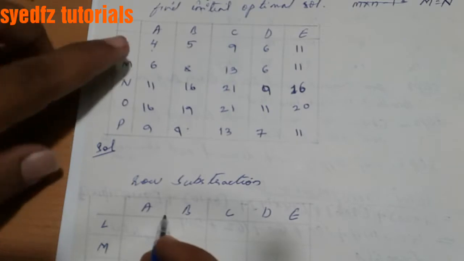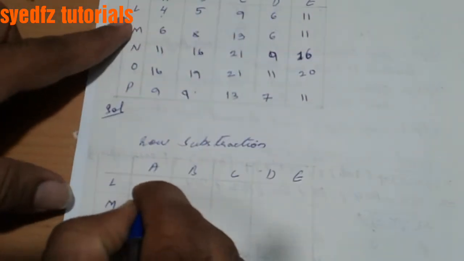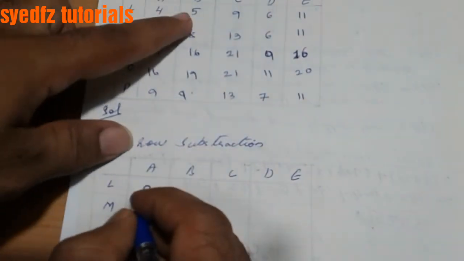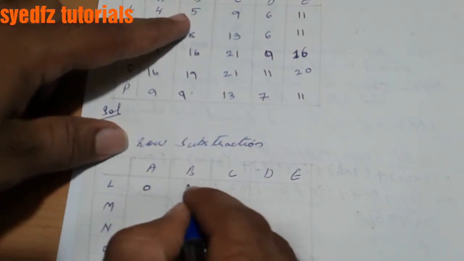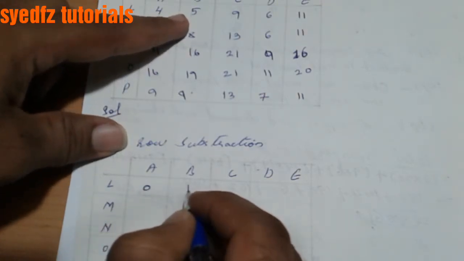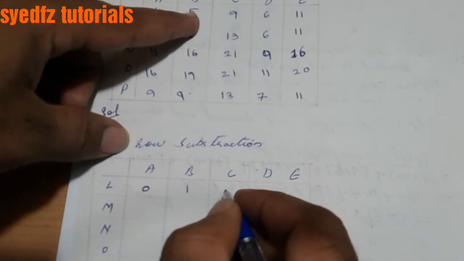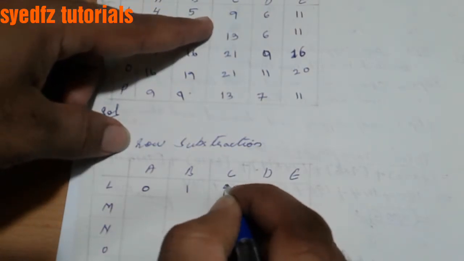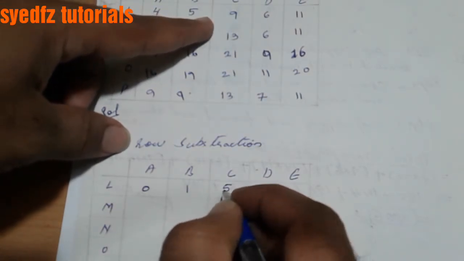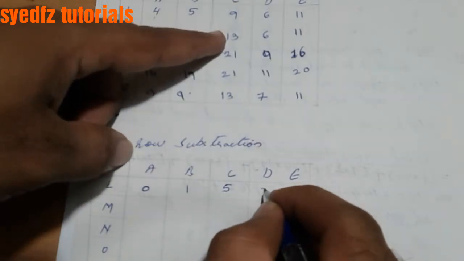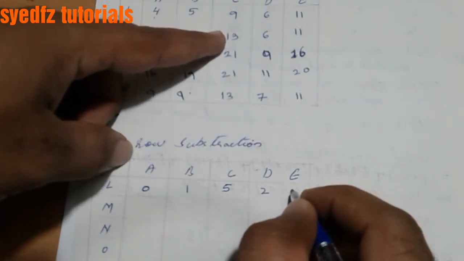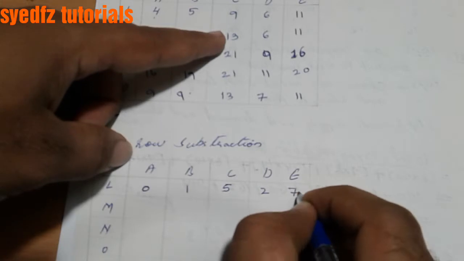4 minus 4, 0. 5 minus 4, 1. It should not be minus 1, it should be 1 only. 9 minus 4 is 5, 6 minus 4, 2. 11 minus 4, 7.